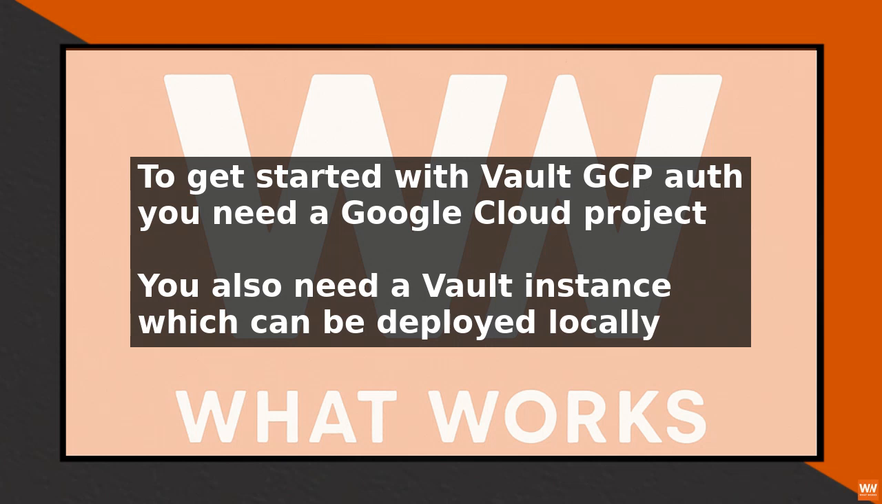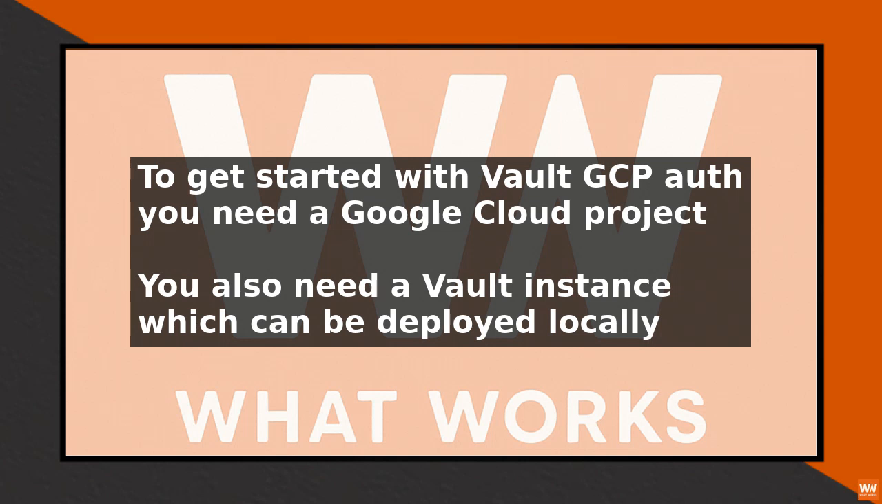Once you have your Vault instance, you need to enable the GCP Auth backend. This is done by running the command vault auth enable gcp. Next, you need to configure the GCP Auth backend. This is done by running the command vault write auth/gcp/config. You will need to provide your GCP project ID and credentials.